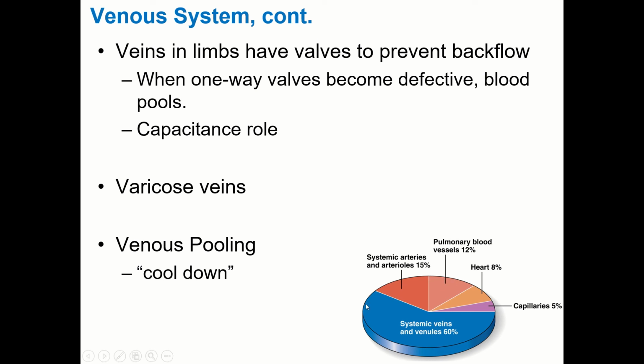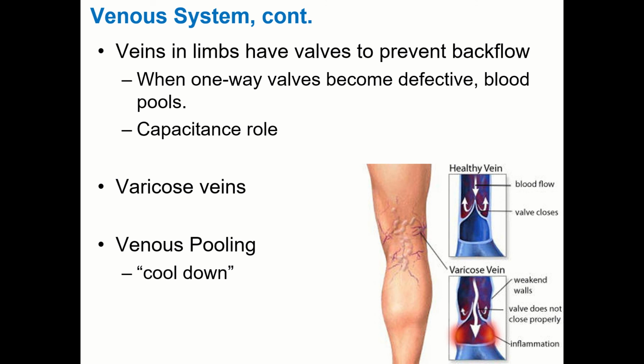We talked about the capacitance role. This little graphic shows that at rest, veins hold about 60%, give or take, 2/3 of the blood. Varicose veins over here are when you get a defective valve. You can see the normal valve here that's doing what it's supposed to be doing, stopping that backflow. But with varicose veins, it doesn't stop the backflow, and so we start to get blood pooling. You start to get that blood pushing out against the tunica externa. The externa becomes distended, and so you start to see these superficial veins bulge out, and those are your varicose veins.